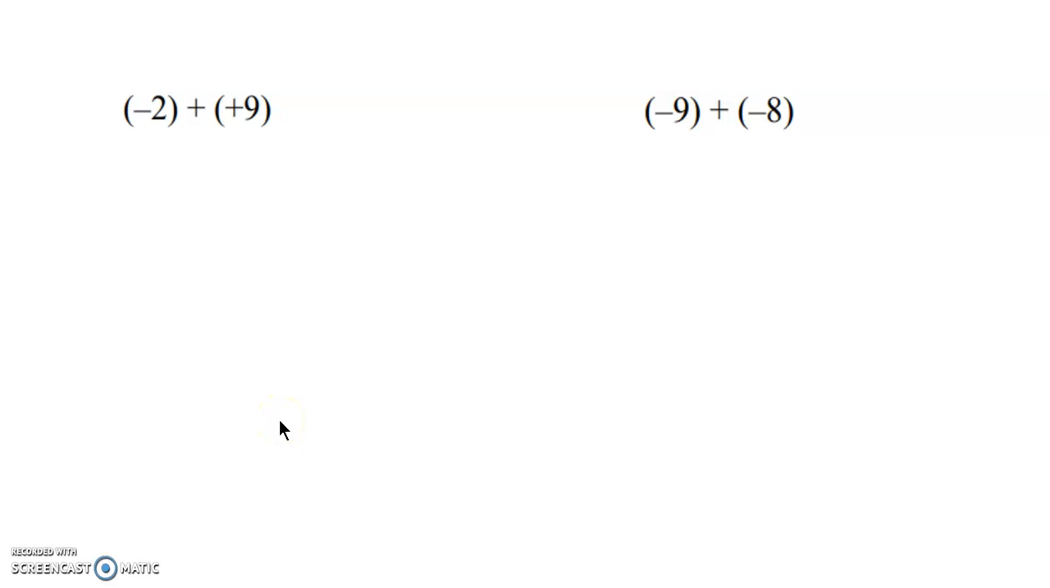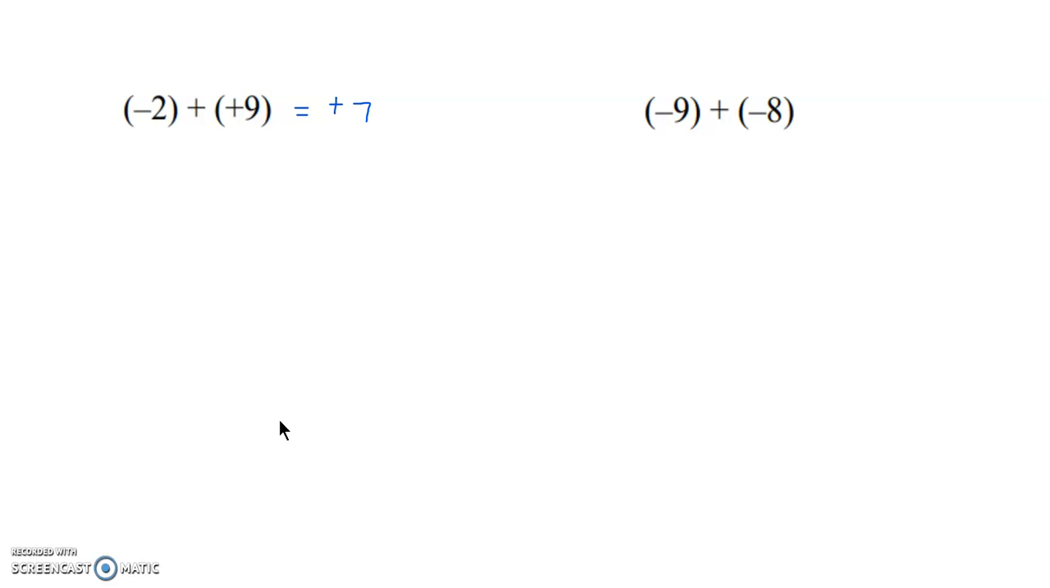Let's put these rules into practice. You can pause the video and do these too. For the first one, we have -2 plus +9. So I see that the signs are different. So now I can go ahead and ask myself, which one do I have more of? I have more positives than negatives, so my answer will be positive. And how many more positives do I have? Well, I have 7 more positives, because 9 minus 2 is 7.